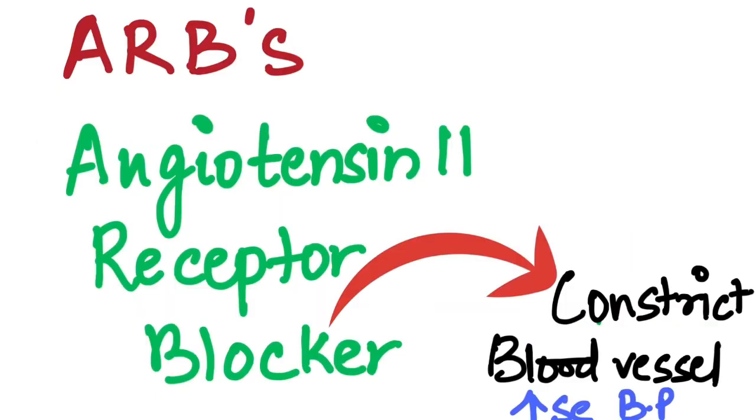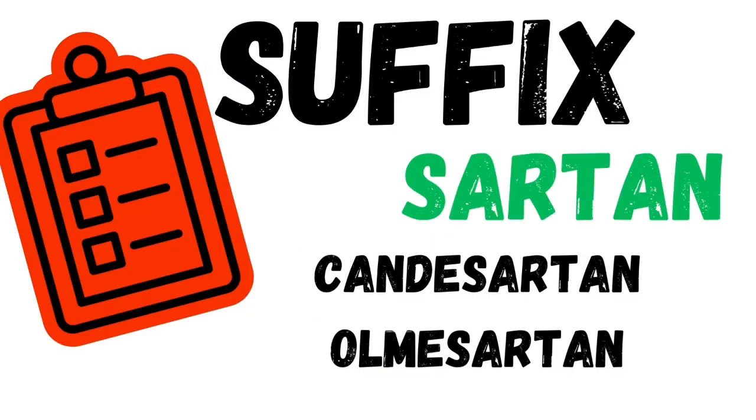Then comes your next drug, that is ARBs, Angiotensin Receptor Blockers. The Angiotensin II receptor blocker blocks the action that constricts blood vessels and increases BP. Again, you can remember them with the suffix sartan. We have drugs known as candesartan and olmesartan. So it is easy to remember with the suffix sartan.